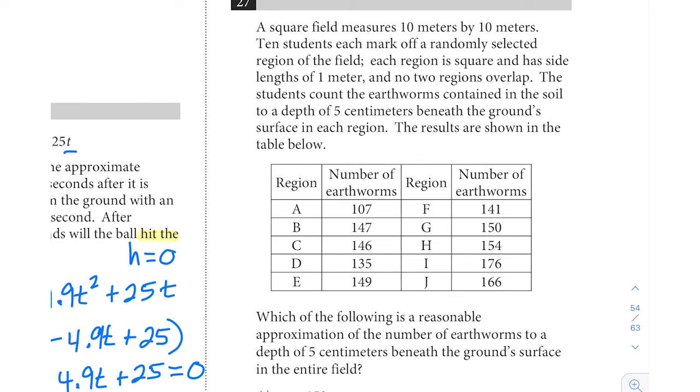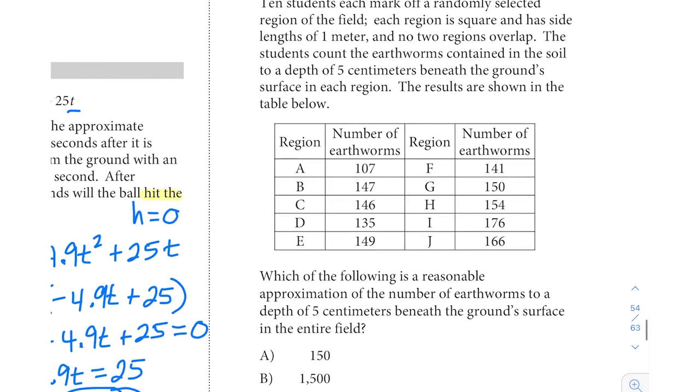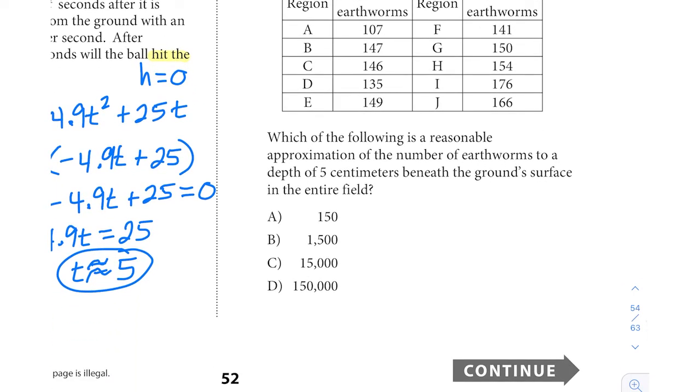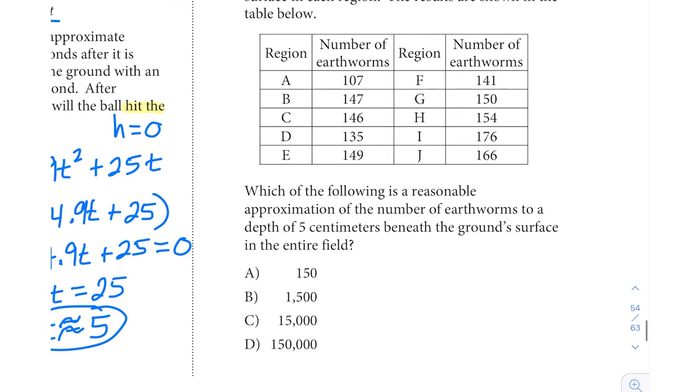And now our last question from this set, question 27, which is kind of a long one, so let's read through it quickly here. It says a square field measures 10 meters by 10 meters. 10 students each mark off a randomly selected region of the field. Each region is a square and has side lengths of 1 meter, and no two regions overlap. The students count the earthworms contained in the soil to a depth of 5 centimeters beneath the ground surface in each region. The results are shown in the table below. Which of the following is a reasonable approximation of the number of earthworms to a depth of 5 centimeters beneath the ground surface in the entire field?